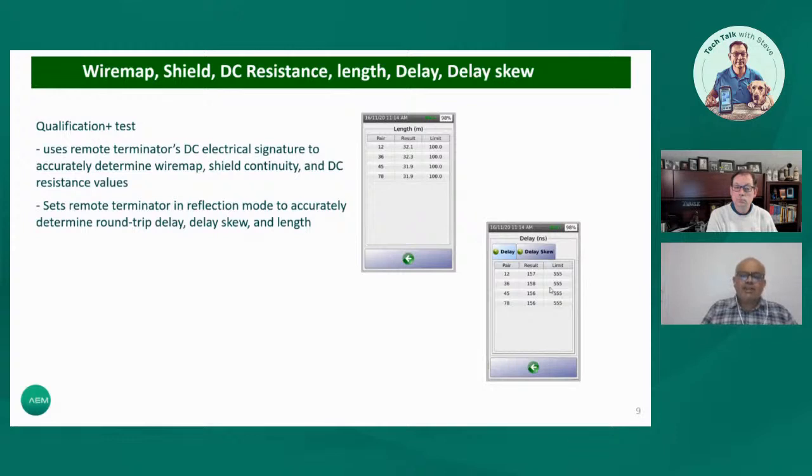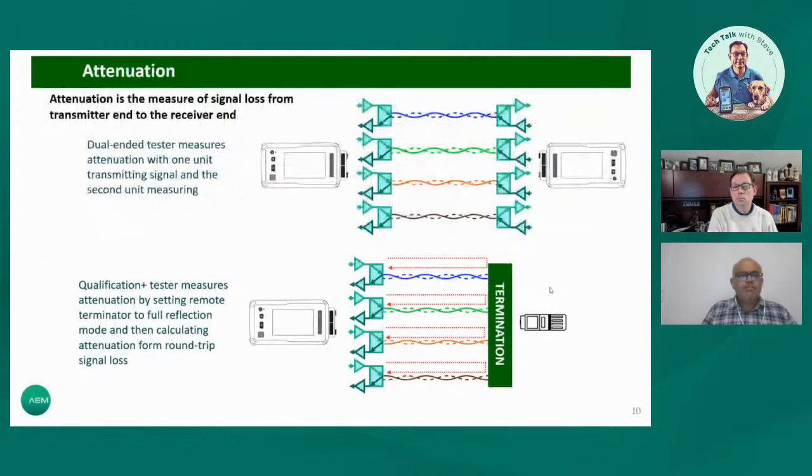Now, with the reflection mode that we just saw, if the terminator is reflecting signals, it also enables measurement of round trip delay. So essentially, round trip delay measurement also enables length measurement, right? As you know, with round trip delay and the known value of NVP, or velocity of propagation, you can actually come to know the length of the cable. So it enables those measurements as well.